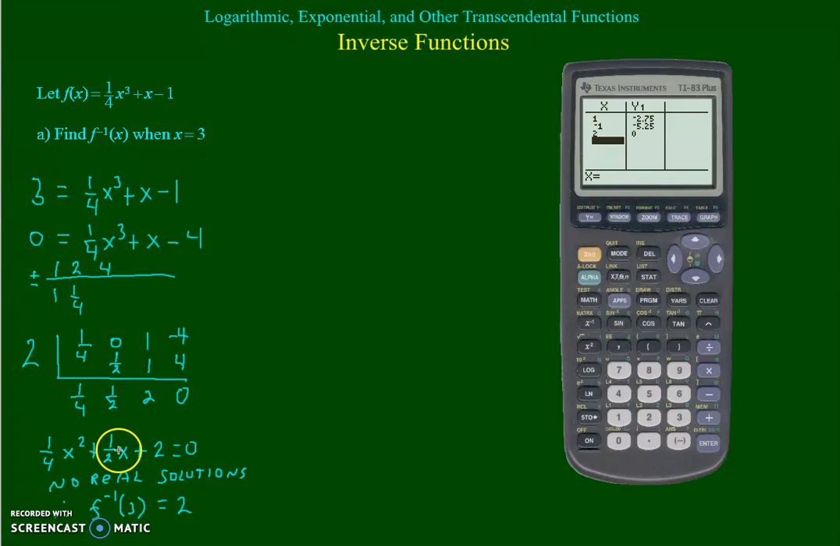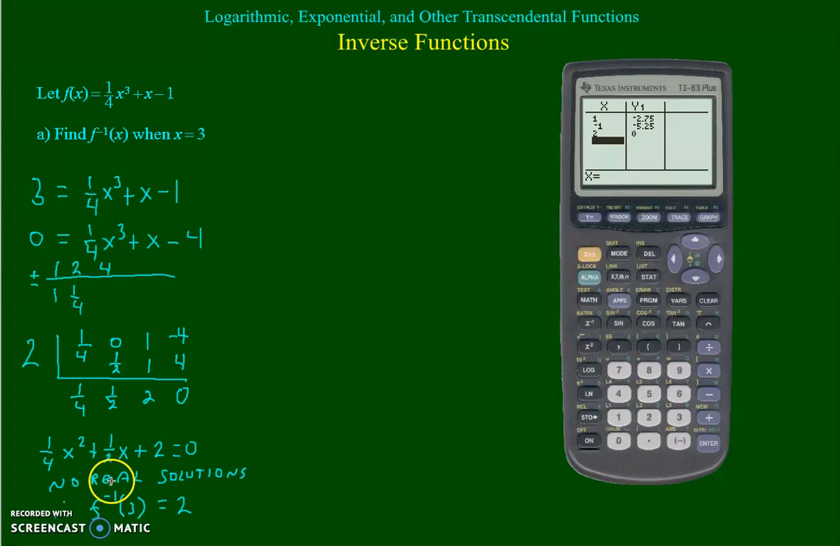And when I put the actual x values in, the remaining quadratic, after I've divided this by x minus 2, I get 1/4 x squared plus 1/2 x plus 2. And you can tell, because of all the positive coefficients, this has no real solutions. So therefore, the only solution that I get is 2.